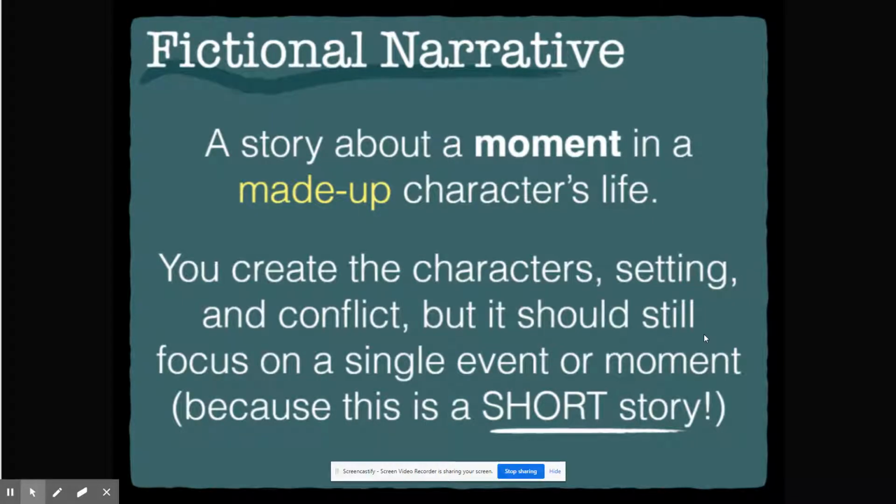Now, a fictional narrative is a little bit different. A fictional narrative is a story about a made-up character's life, okay? So think about it: fiction is fake. It's a story about a moment in a made-up character's life. So you create the characters, the setting, the conflict, but it should still focus on a single event or moment because it is a short story.